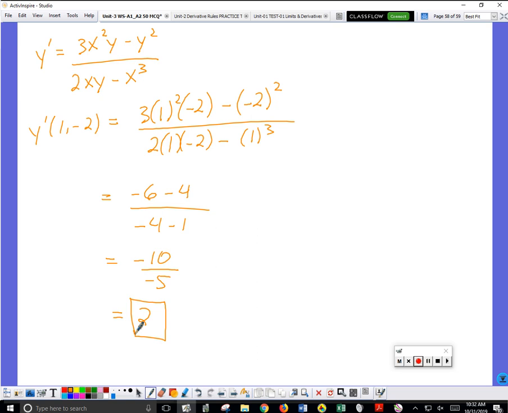Okay, as always in calculus, it's not doing the work that gets you a good score, it's understanding the work. So what have I found? What does the 2 represent? What is the 2 representing? What does the 2 represent? Do not lose track of what it means.